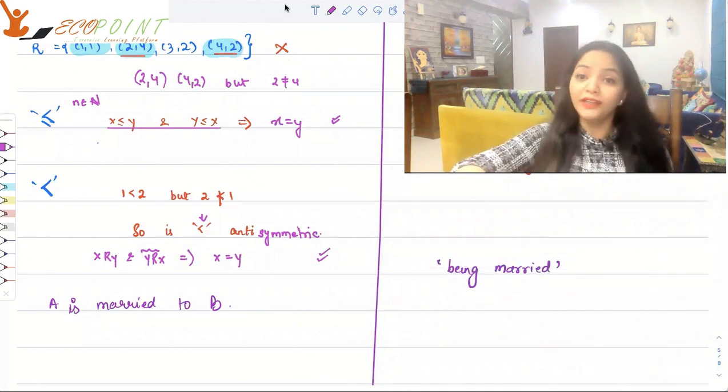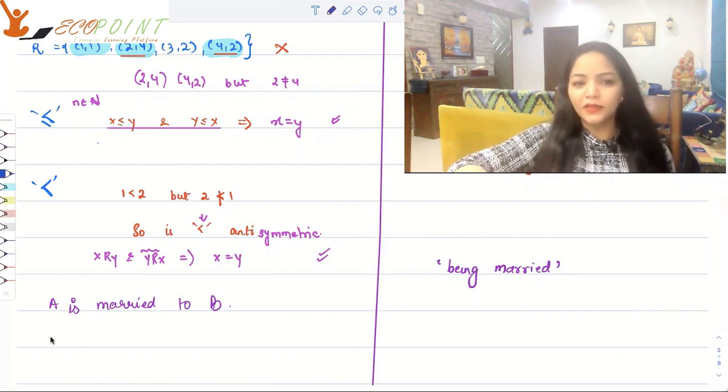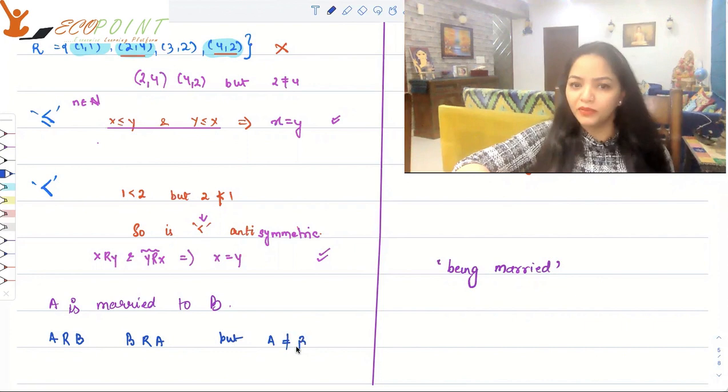What is not an antisymmetric relation is being married. If the relation is being married, then that is not antisymmetric. Why? A is married to B, ARB. Then automatically B is also married to A. This is happening. But A and B are two different people. So this is not an antisymmetric relation.